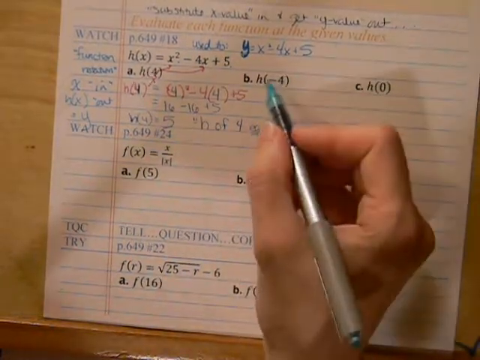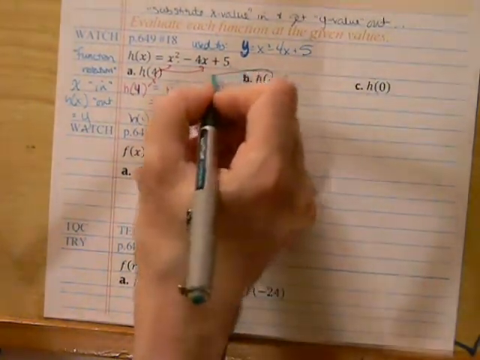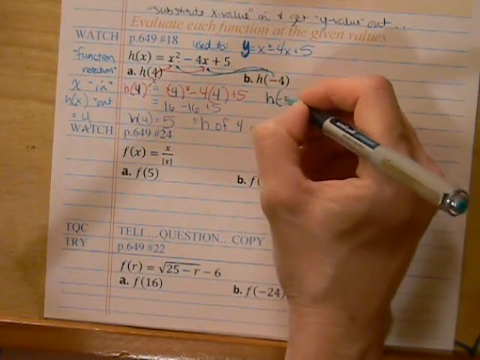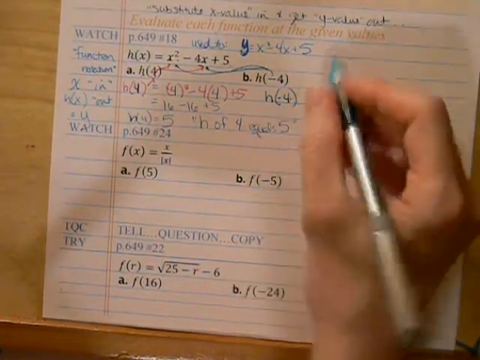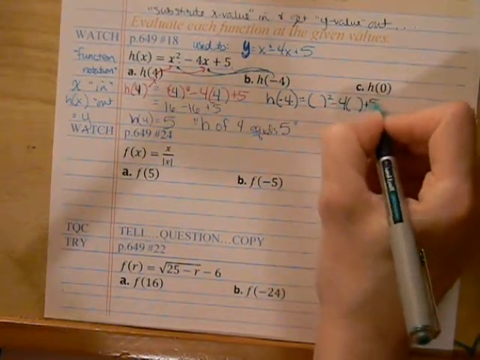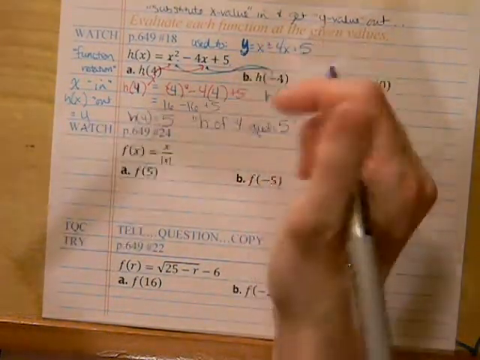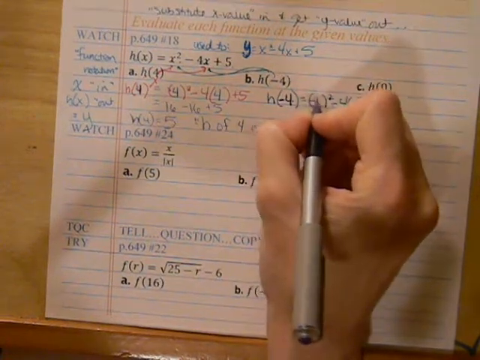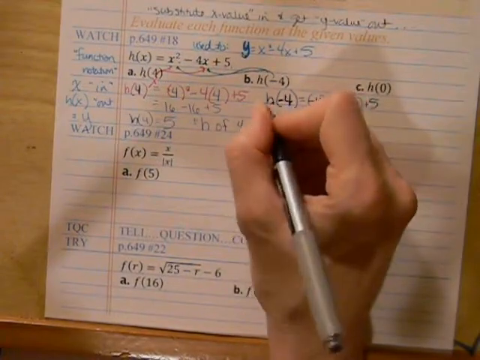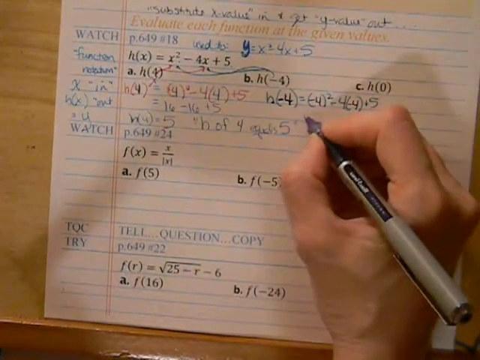Okay? So same type of thing here. h of negative 4. What does that mean? Well, we're going to take that negative 4 and put it in everywhere we see x. So what is happening to negative 4? We want to find out. So when we put it into x squared minus 4x plus 5, here's our negative 4, and it's going to go in everywhere we see the x. What happens when you put it into this machine? What will our output be when it comes out?